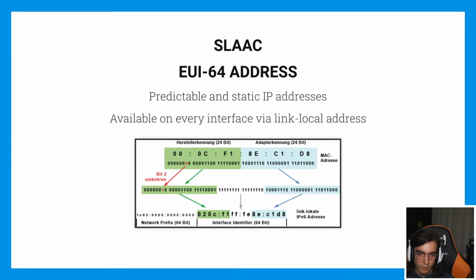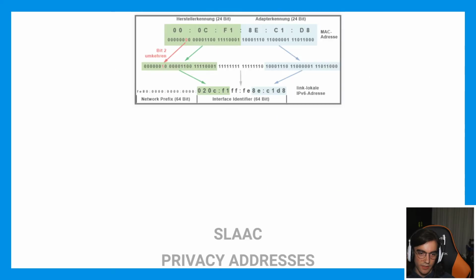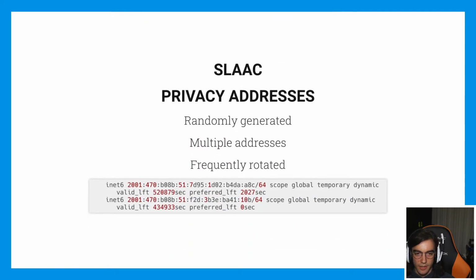And there are some privacy concerns for this, obviously, because you could be tracked on the internet through your MAC address, since this IP address never changes. And because of that, SLAAC was improved in RFC 4941, and they added a privacy extension, which creates multiple randomly generated IPv6 addresses that are frequently rotated.